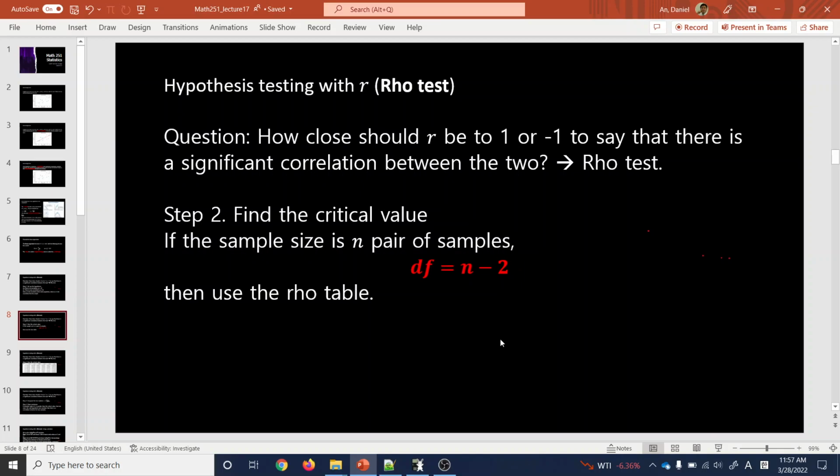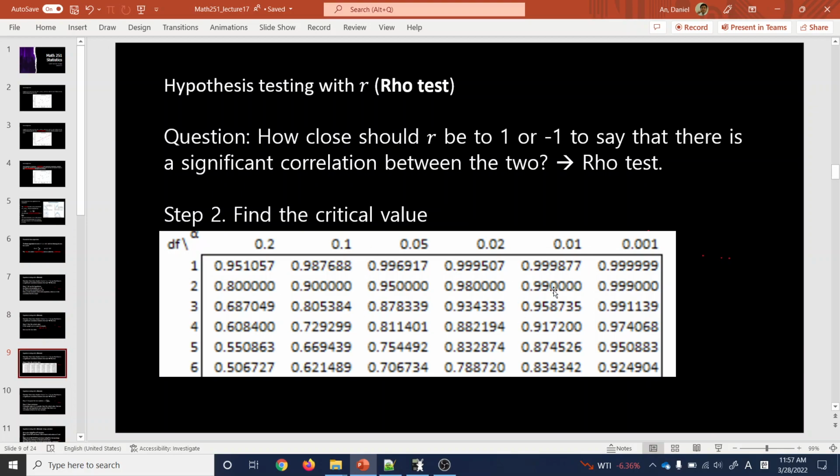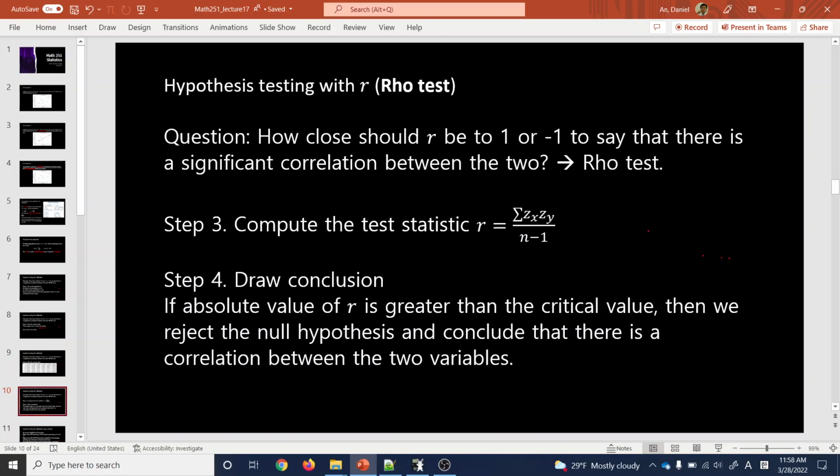All right. So once you have the degrees of freedom, then you look at the Rho table like this one, and then you can figure out which one it is. So for example, if you had 8 data points so that your degrees of freedom is 6, and then you're going for, say, significance level 2%, then if the rho value, or R value, that you calculate is 0.7887 or bigger, then you say it's significant. All right. So then we have step 3, calculate the test statistic using this formula, and then step 4, we draw a conclusion.